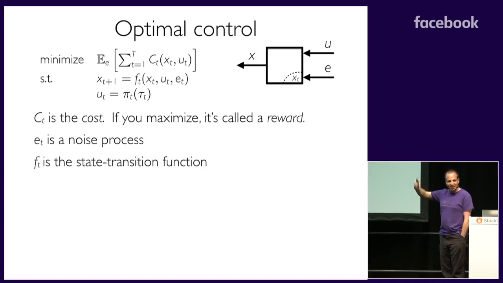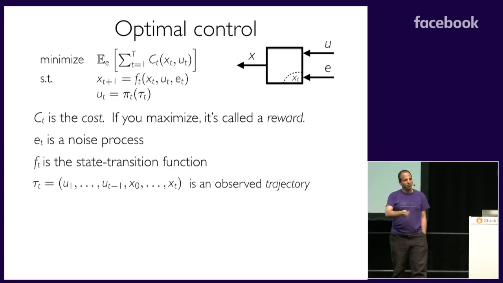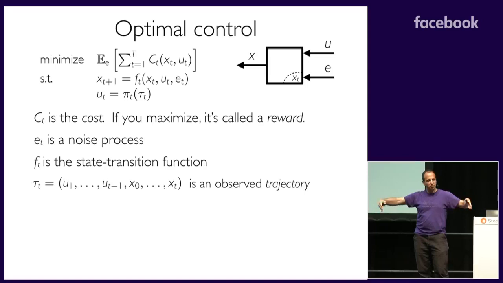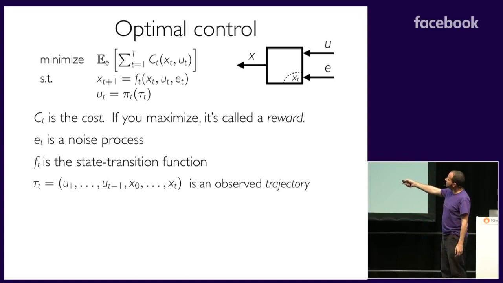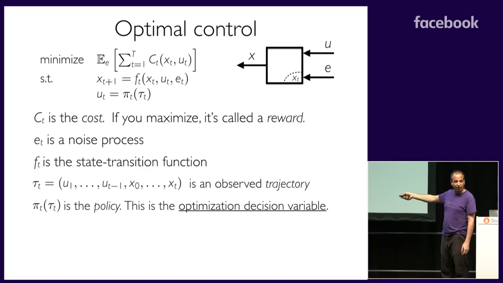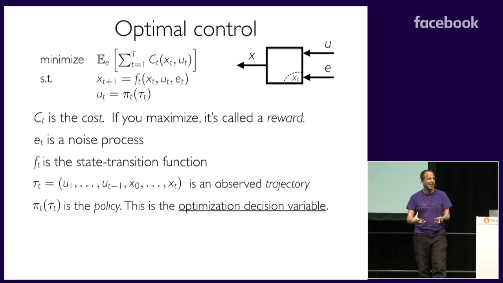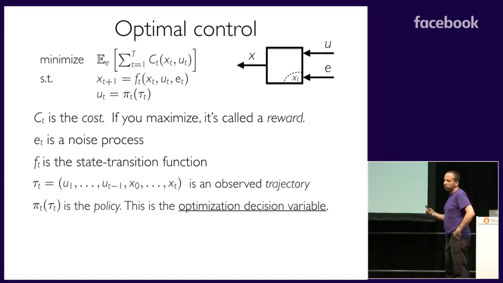Okay, so now here's the really important thing. Tau is the trajectory. Tau is essentially everything I've seen from time zero up till now. And the input to the system is just some function of that trajectory. So it's not a function of the future, it's just a function of all the data I've seen up to now. So the decision variable here is this function pi, which we call a policy. A policy is simply something that picks out an action based on everything I've seen before. And so that's the decision variable. That's somewhat complicated. There are lots of different ways to parameterize and write those down, but that's the thing we're searching for, this policy.